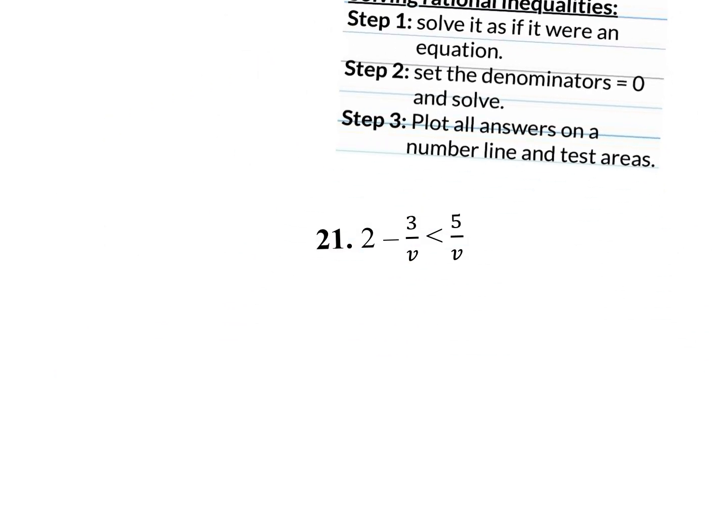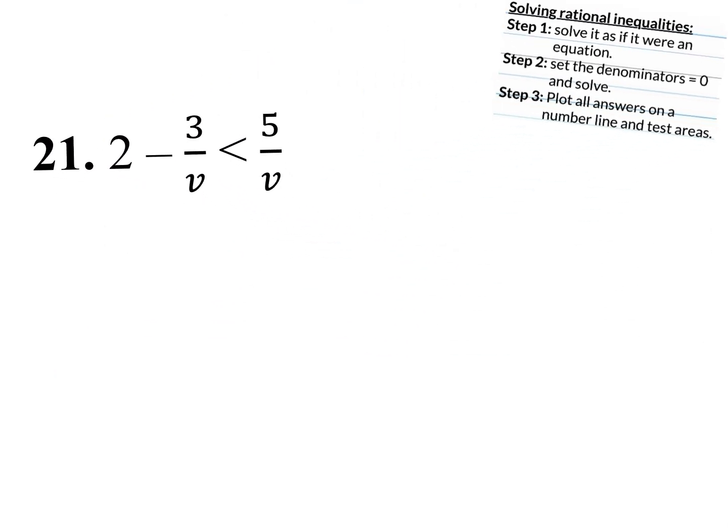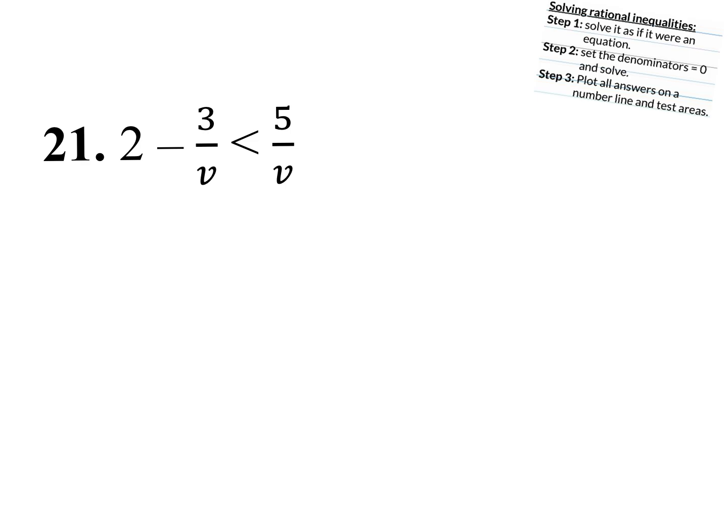We're going to do that with number 21 right here. Step 1 is to solve it. I need to get rid of fractions, so multiply everything times v. I'm going to go times v here, times v there, times v right there. So I end up with v times 2, that's 2v. Then we have a minus, and the v's cancel out, no more fraction, minus 3. You have the less than symbol. The v's cancel out on the right, and I have a 5.